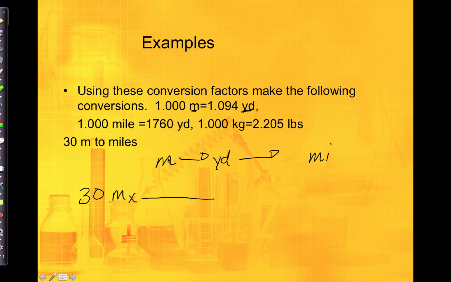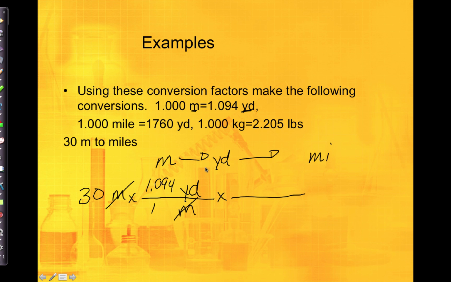So I'm following my map. So meters on top, now yards will be on top. So meters will have to come to the bottom so I can cancel it out. Now I'm going to put the numbers in. So I have 1.094 yards, and that's equal to 1 meter. Alright, so now my meters cancel. The top is equal to the bottom. I can move to the next step.